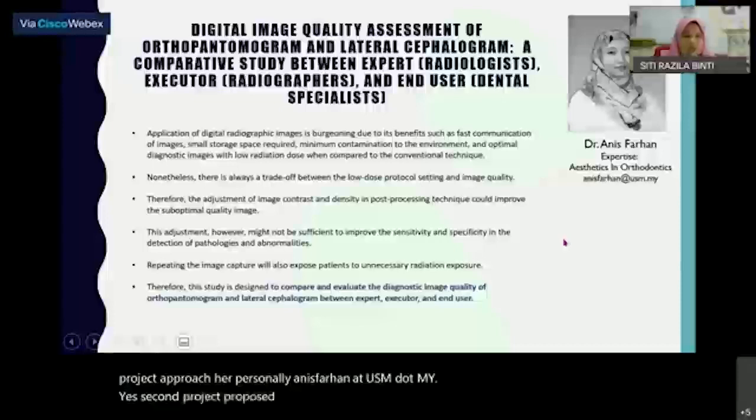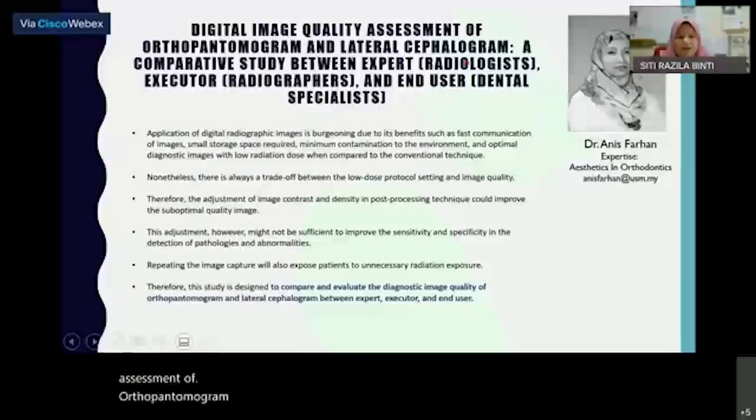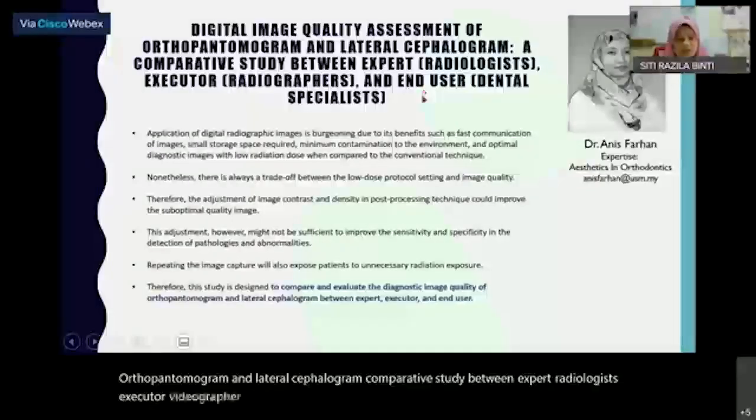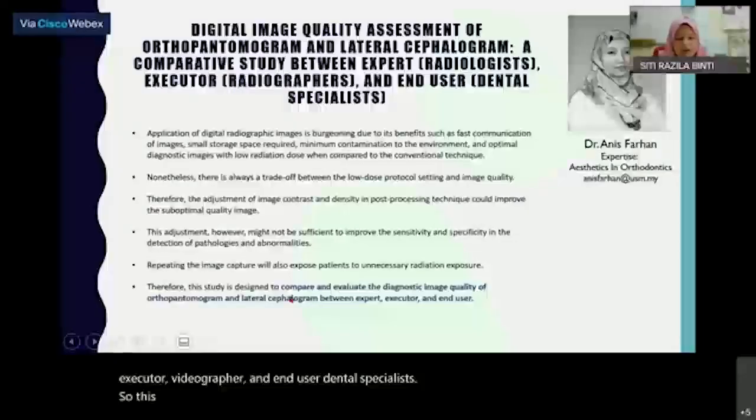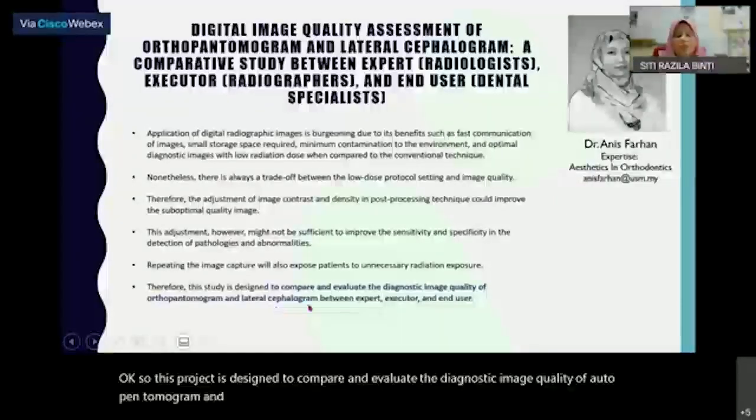Okay, the second project is proposed by Dr. Anis Farhan as well: digital image quality assessment of orthopantomogram and lateral cephalogram, a comparative study between expert, radiologist, executor, radiographer, and end user, dental specialist. This project is designed to compare and evaluate the diagnostic image quality of orthopantomogram and lateral cephalogram between expert, executor, and end user.